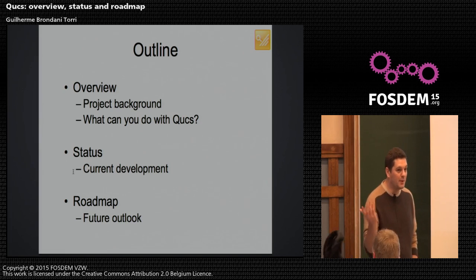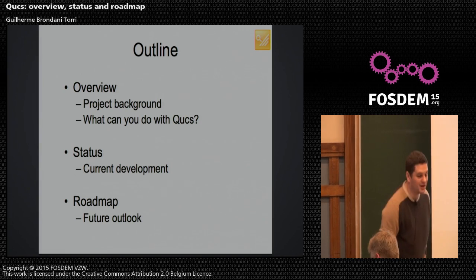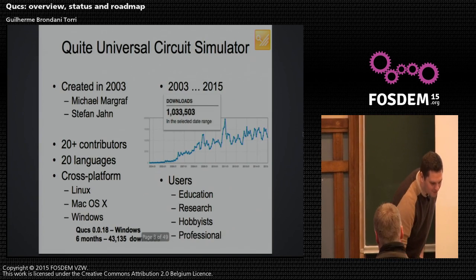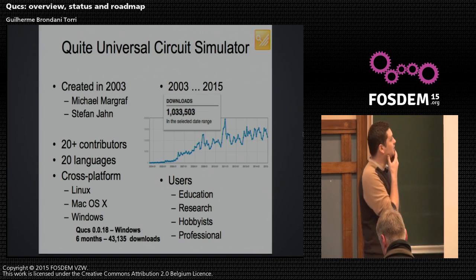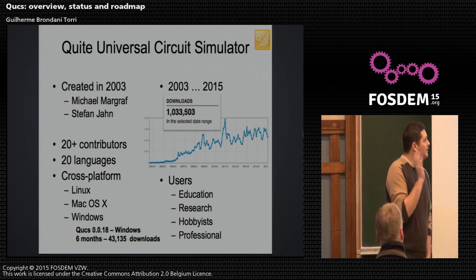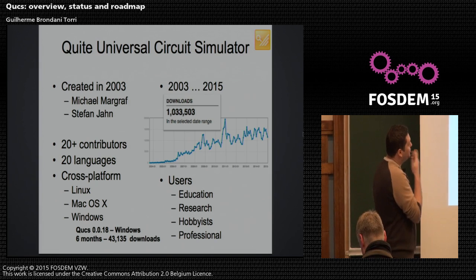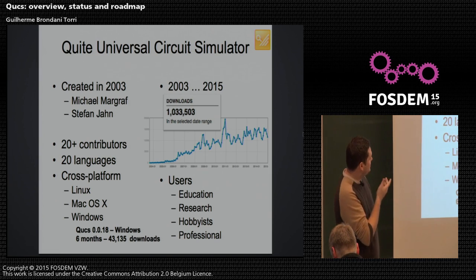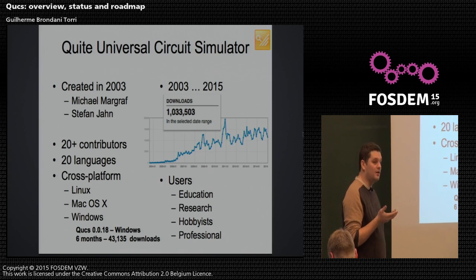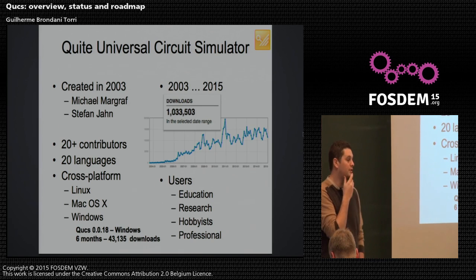I will give you an overview of where the project is coming from, what we are doing now, and where we hope to be in a couple of years. The project was created in 2003 by two German engineers at TU Berlin. They left the project about 4 years ago. But in the period that they were active, up to today, we have roughly 20 contributors. The main interface was translated to 20 languages. It's cross-platform. It's mainly developed on Linux and Mac. However, we have a big slice of users on Windows.